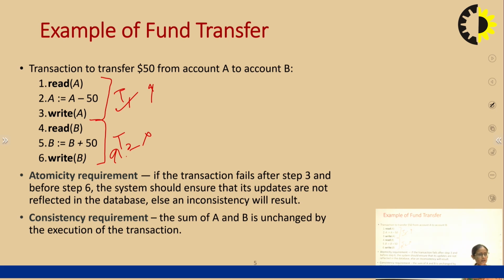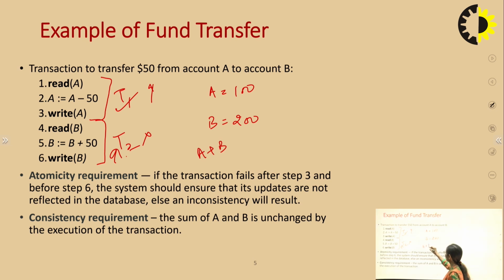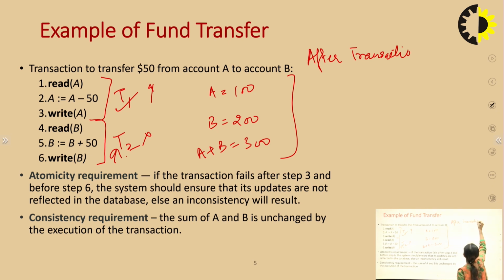Consistency requirement: the sum of A and B is unchanged by the execution of the transaction. That is what you have initially. For example, if I have A equal to 100 and B equal to 200 and I am deducting the amount 50, before the transaction, what is the total value of A plus B? It is 300. And after the transaction, that is after the fund transfer, what will happen? A becomes 50, and B becomes 250.